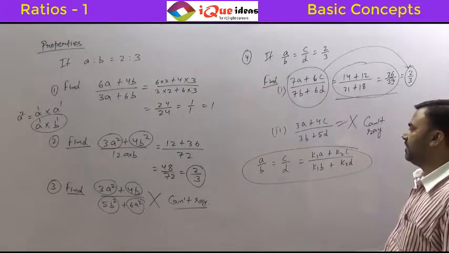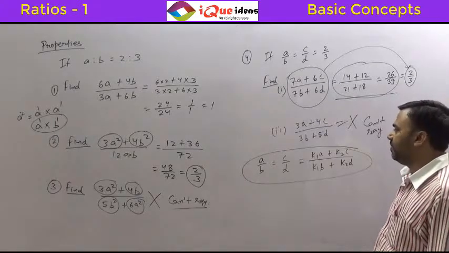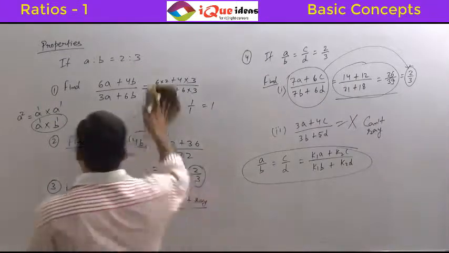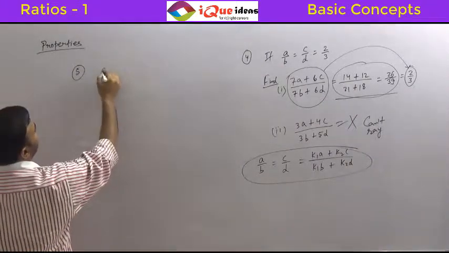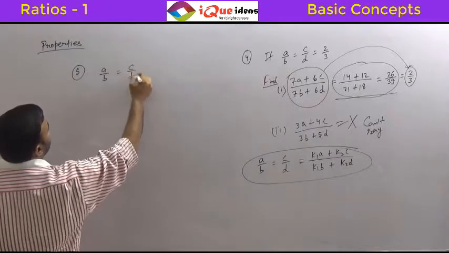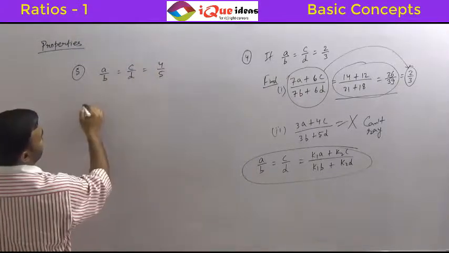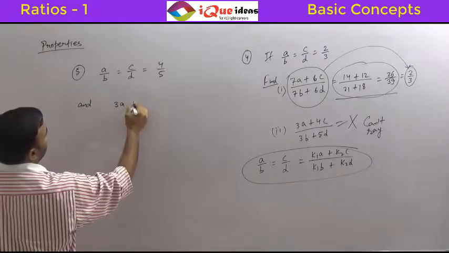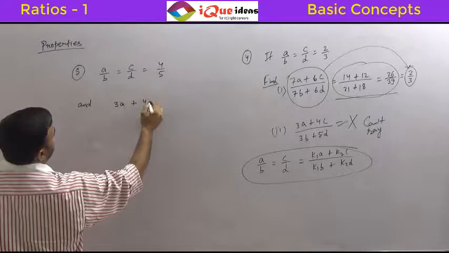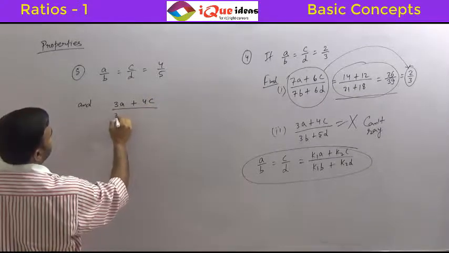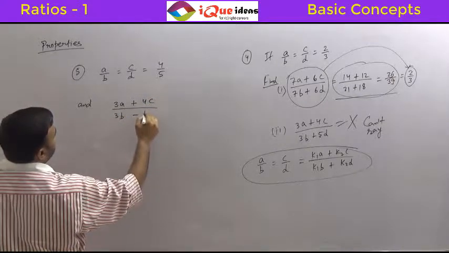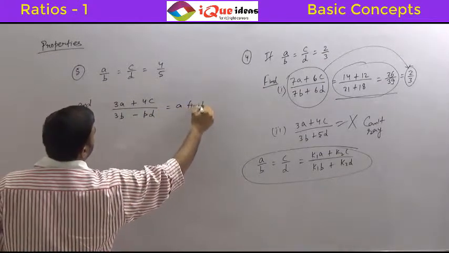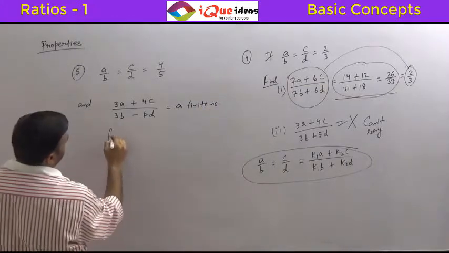Alright, so this is one very simple example, one very beautiful question actually. I'll give you a question on this. The question can be asked like this: if a by b is equal to c by d is equal to 4 by 5, and (3a + 4c) by (3b - pd) is equal to a finite number, find p.